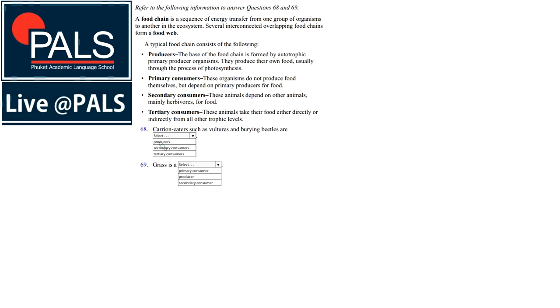Now, any kind of dead animal can come from any kind of trophic level, and therefore that statement down here makes sense, and the vultures should be tertiary consumers. Grass is a producer. Don't need to talk about this in much detail, I guess. The plant can do photosynthesis, therefore makes its own food, and is a producer.